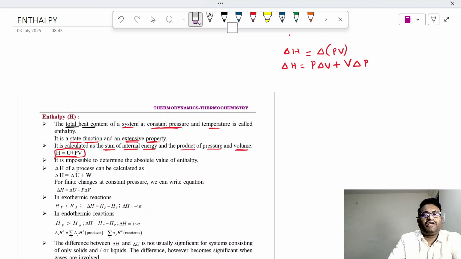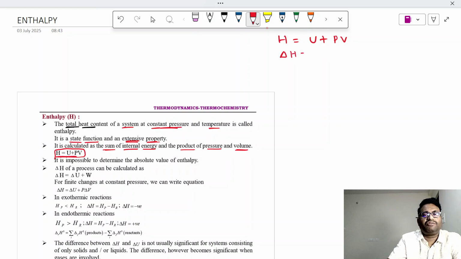So we have the formula: H is equal to U plus PV, right? Then delta H is equal to delta U plus delta PV. Then that is equal to delta U plus delta into PV, which gives you P delta V plus V delta P.